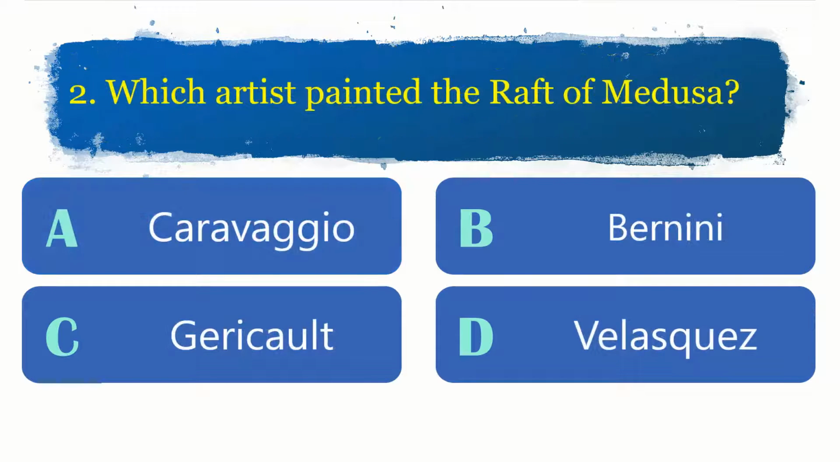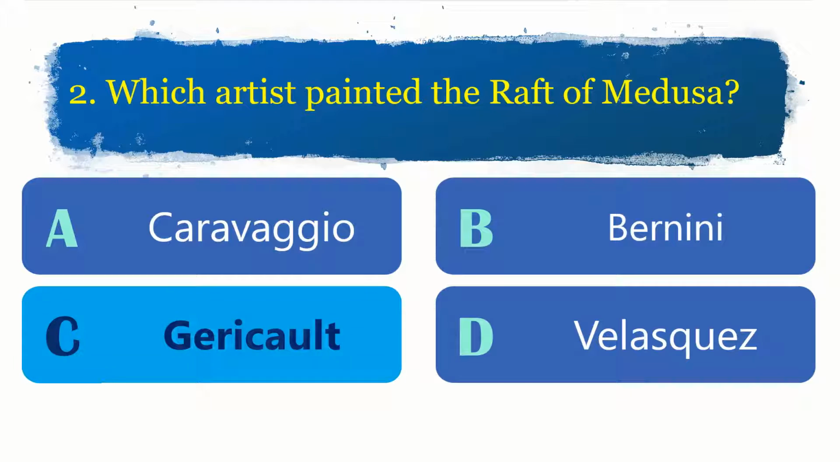Romanticism. 2. Which artist painted The Raft of the Medusa? A. Caravaggio. B. Bernini. C. Géricault. D. Velázquez. The correct answer is C.